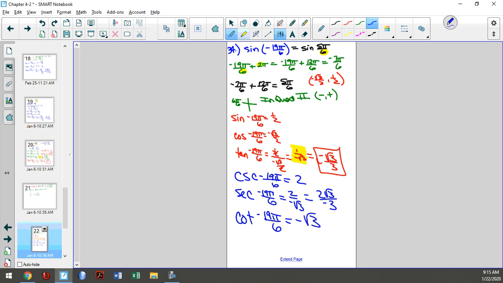Do you understand that section? The difference between these problems and the previous ones is that these are all corkscrew angles that you actually have to find where it falls on the unit circle. Okay?